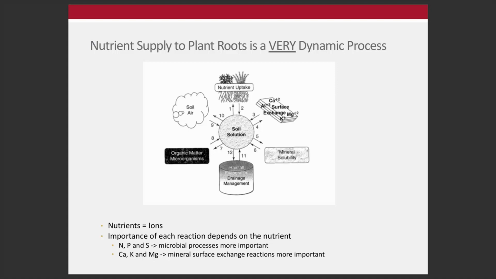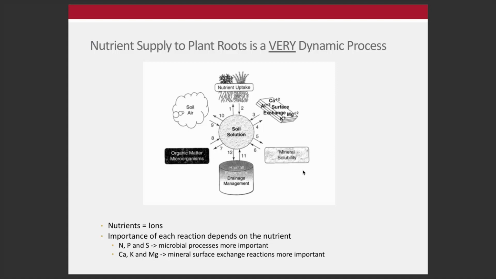So when we talk about nutrients, we talk about ions. Those are the same things. Nutrients essentially are ions. They're simple molecular pieces that plants actually take up from the soil, and it's really from the soil solution. We're going to break these down in just a second, but the importance of each one of these pieces depends on the actual nutrient.